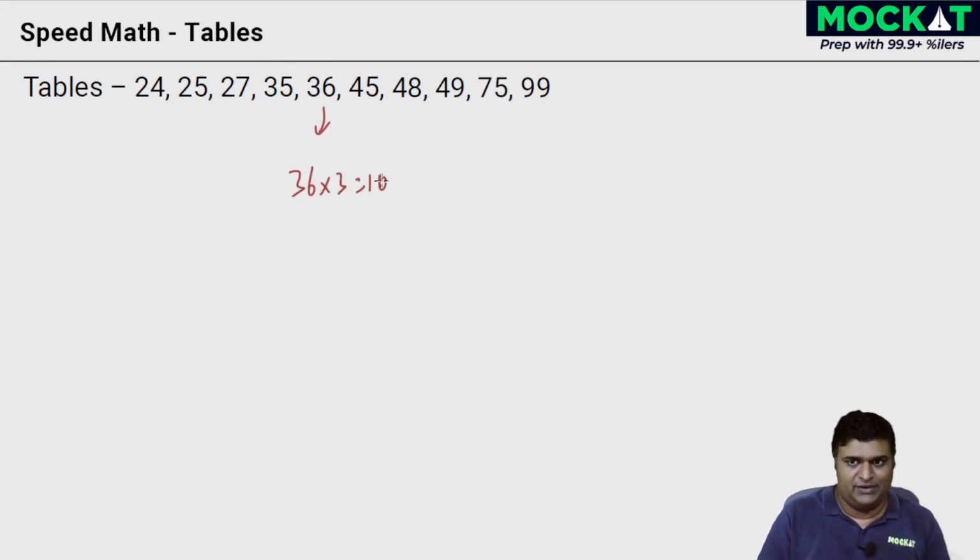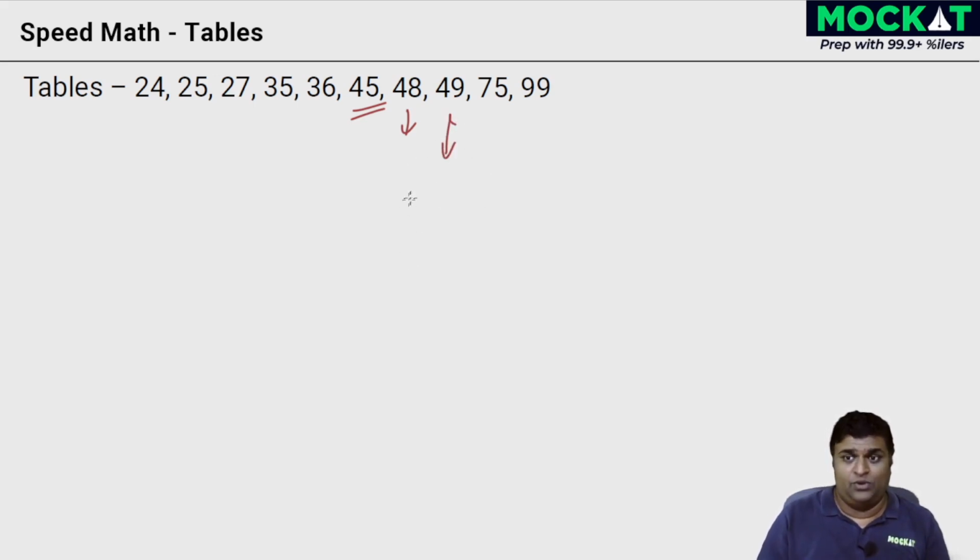36 into 3 is 108, 2s are 72, 36 fours are 144, and then you get a 180 into 5, and then into 6 is going to be a 216, and so on, right? You can always say it a lot quicker than what I write. A 45 over here, you can just count it as 45, 90, 135, 180, 225, right? So keep adding 45 back to back. 48, for instance, 48, 96, 144, 192, 240, 288, and so on.